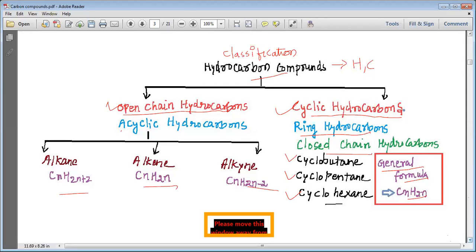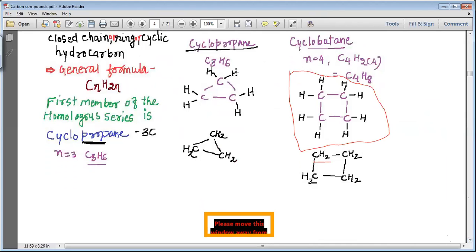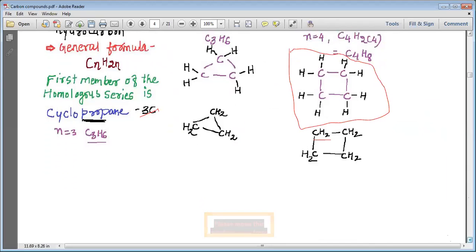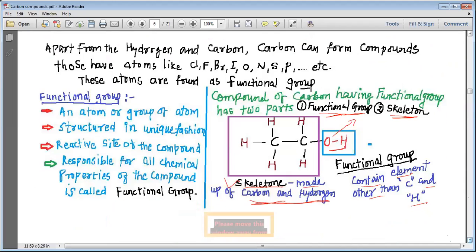Then we studied the structures of cyclopropane, cyclobutane, cyclopentane, and cyclohexane. The first member of the cyclic hydrocarbon homologous series starts with 3 carbons, because at least 3 carbons are needed to make any ring.